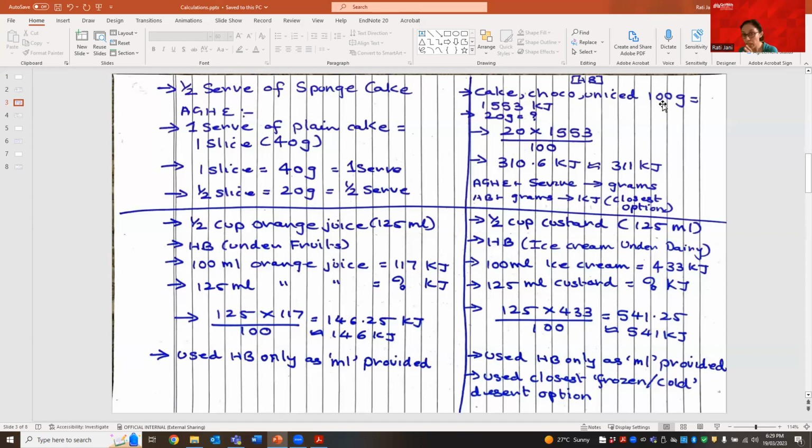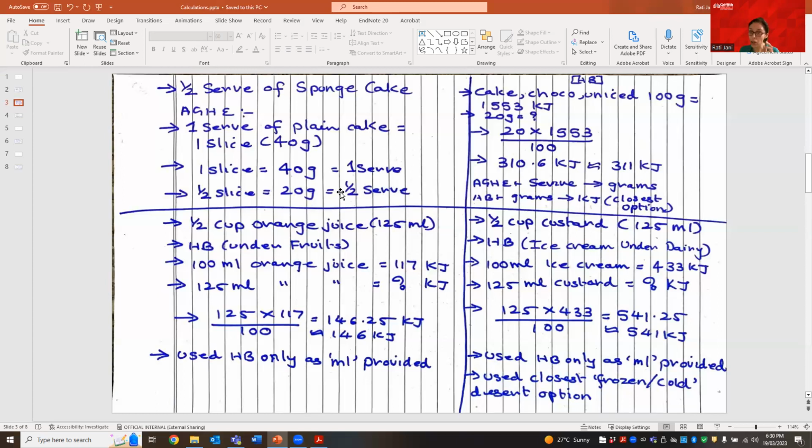So when I look at this 100 gram ready reckoner, it tells me about a cake, say maybe chocolate, uniced. The description is very close to sponge cake, so this is the closest option that I can find. That tells me that 100 grams gives you 1553 kilojoules. I want to know, if my patient is having 20 grams, how much would that be? Again, I cross multiply: 20 into 1553 divided by 100. This gives me 311 kilojoules.